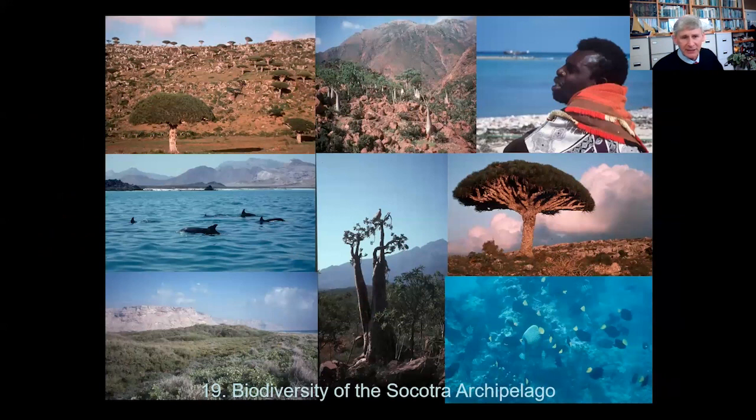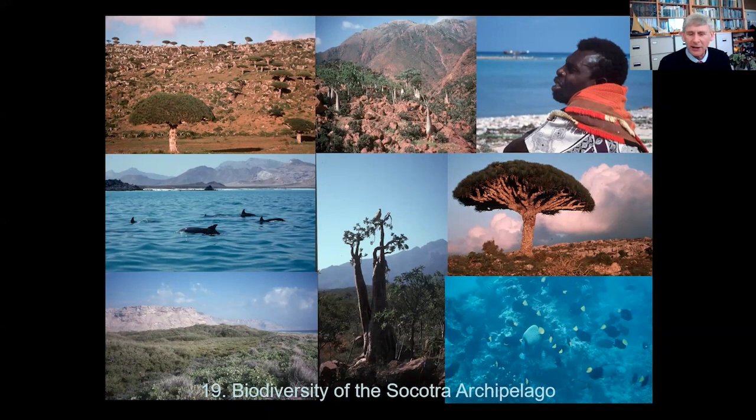The biodiversity of Socotra is spectacular. Here we can see the dragon's blood trees, Dracaena, which look as though they belong to a prehistoric environment. In the middle picture at the top, the frankincense trees. We have these trees that grow in really arid environments in the middle there. On the left at the bottom, a big, very dry mangrove.